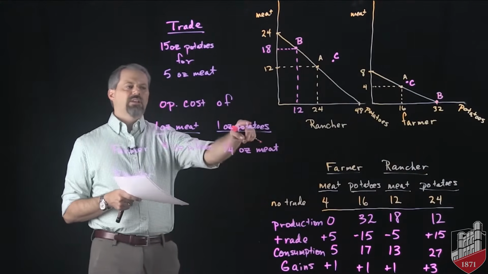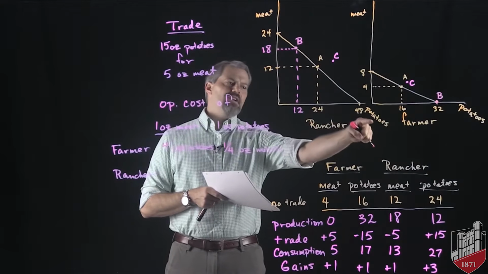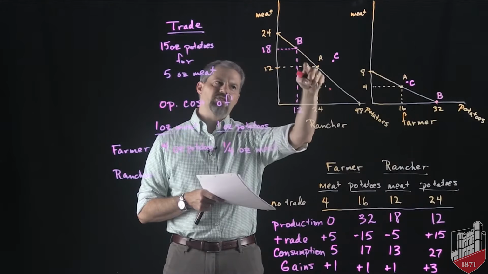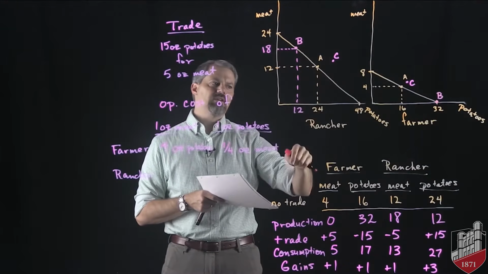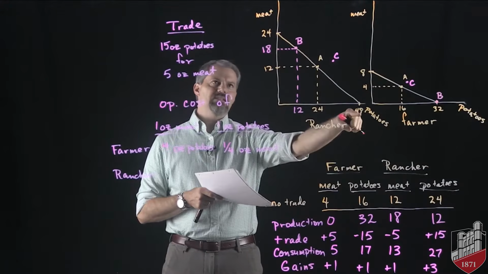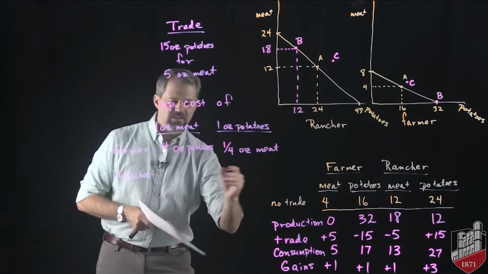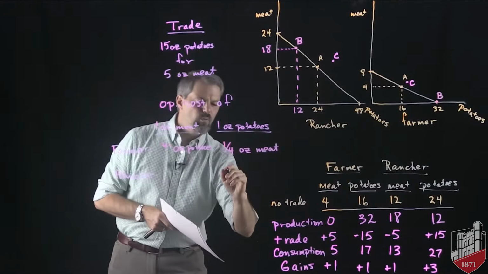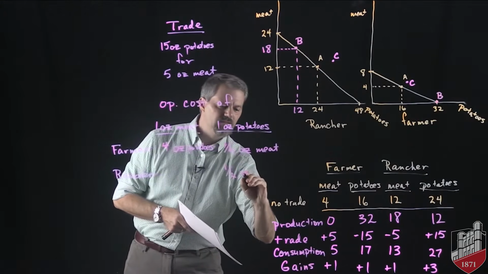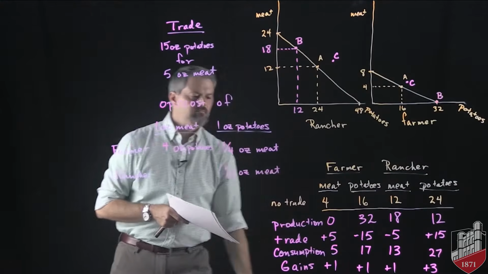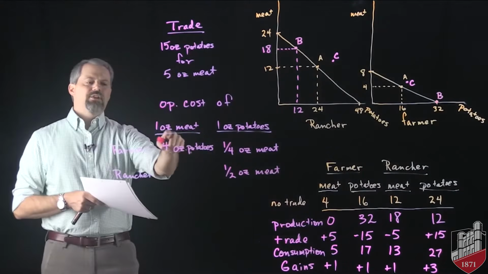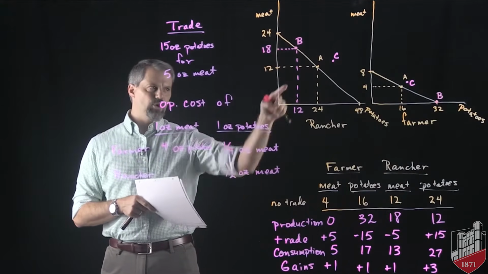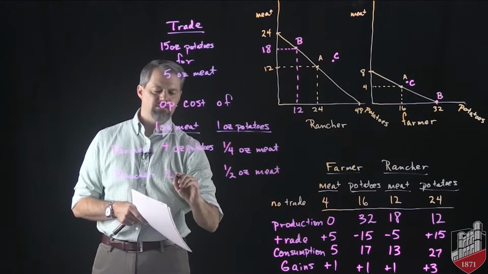Let's talk about the rancher now. So if we want the opportunity cost for an ounce of potatoes for the rancher, it's going to be equal to the slope of this production possibilities frontier. 24 over 48 is 1/2, and so we see that for the rancher, the opportunity cost of an ounce of potatoes is going to be 1/2 ounce of meat. The opportunity cost for the rancher for meat is the reciprocal of this slope of the PPF, so it's going to be 2 ounces of potatoes.